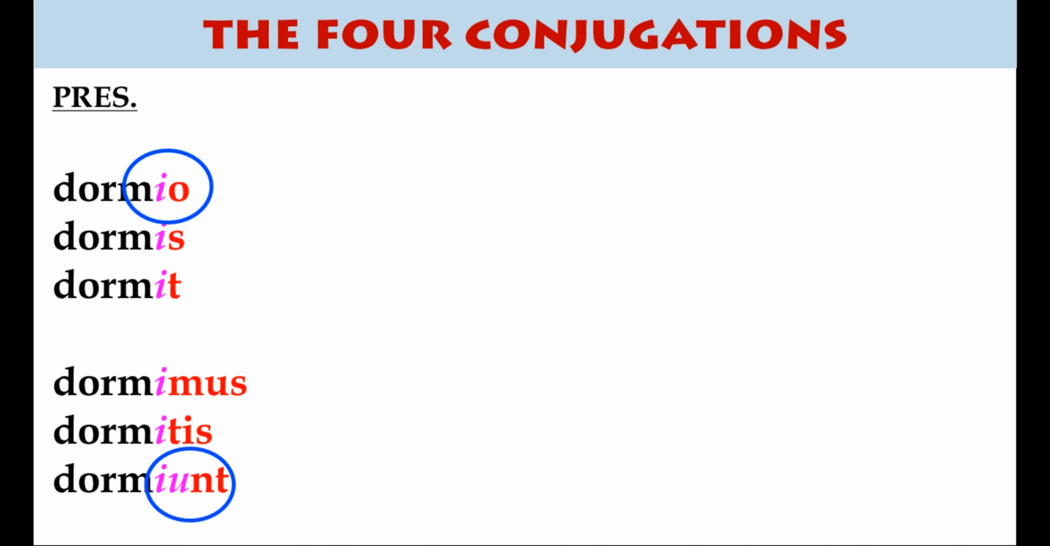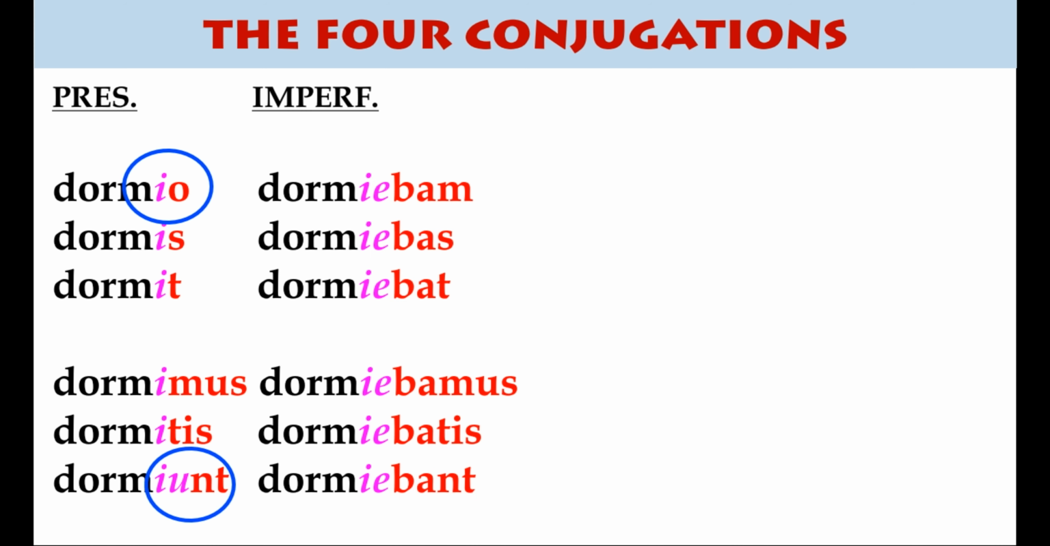Watch out for that iunt. There's a U that's suddenly turned up. You'll see that again in a moment in group 3. Don't know where it comes from. You kind of want it just to be an INT, don't you? But it's a U as well, so be careful of that. You'll notice the I also is in the imperfect tense, but there's an extra E as well. Dormiebam, dormiebas, dormiebat.